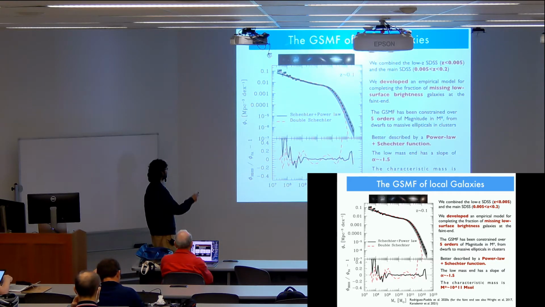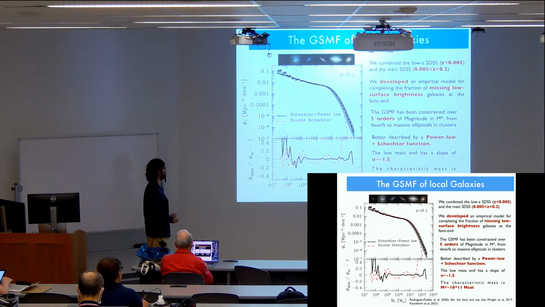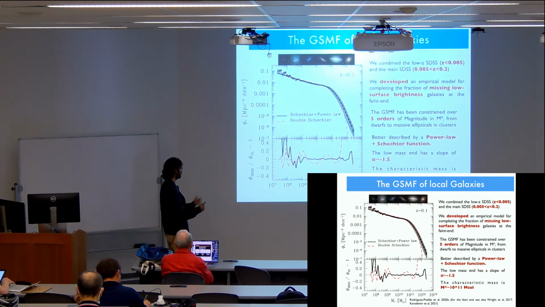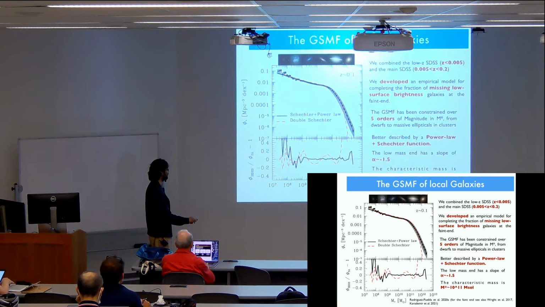For the small scales, the main challenge was that we needed to develop an empirical model for completing the fraction of missing low surface brightness galaxies. In our paper, we describe more about that; you can check the paper, or you can ask me. The main result is that we developed a very consistent galaxy stellar mass function from 10 to the 7 to slightly above 10 to the 12.